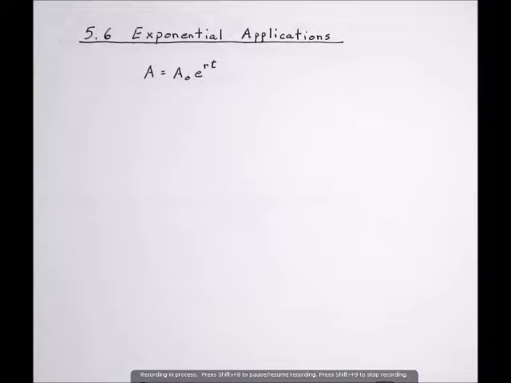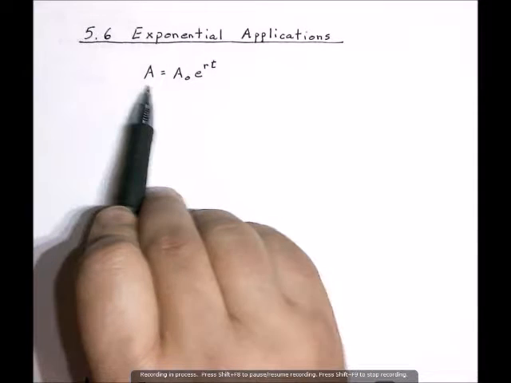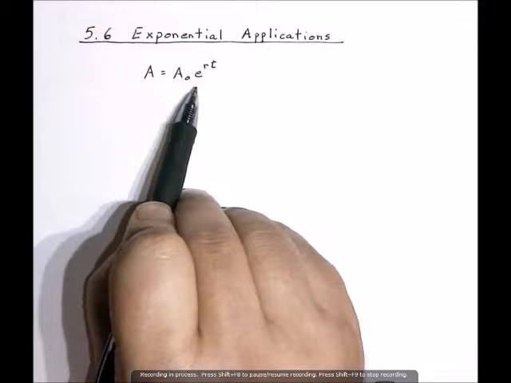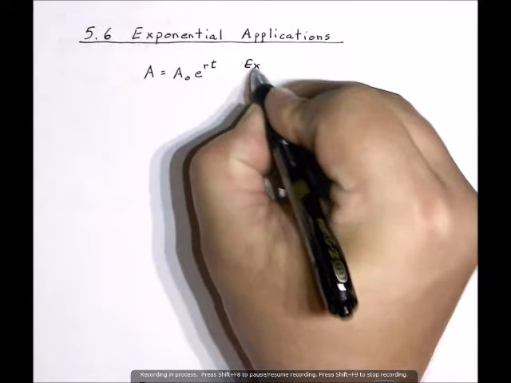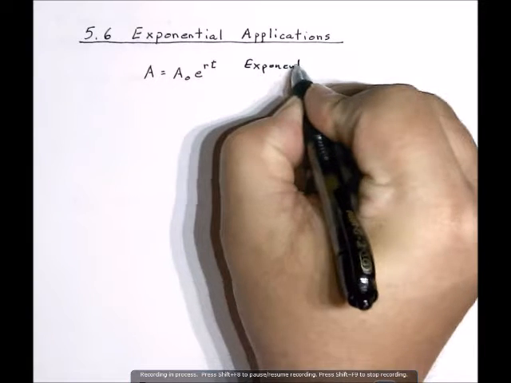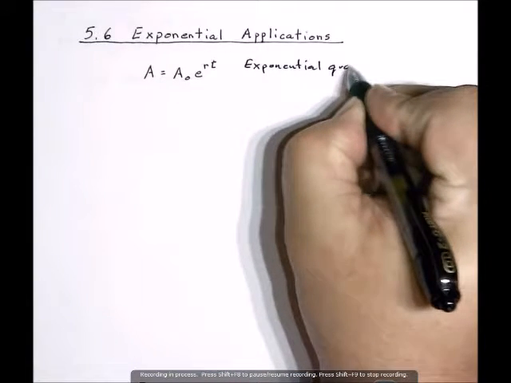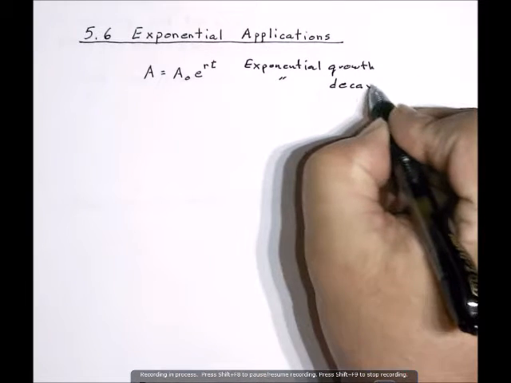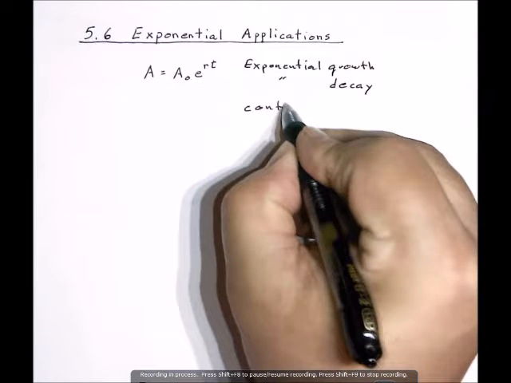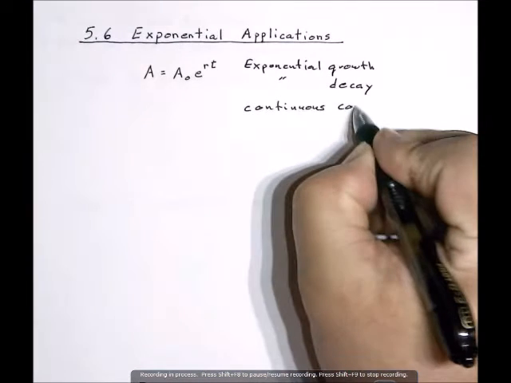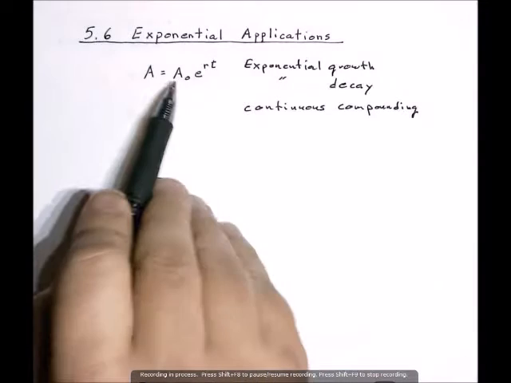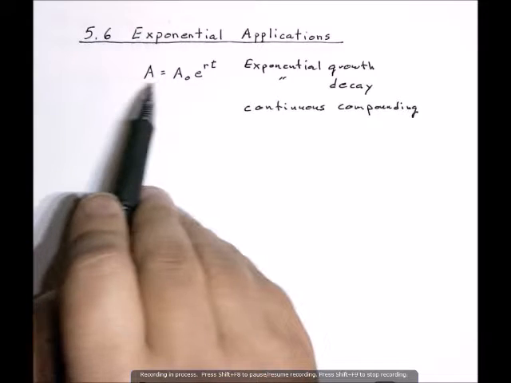Section 5.6 is called Exponential Applications. And in exponential applications, you are going to be using this formula pretty exclusively. This is the exponential growth formula, and it's used for exponential growth, exponential decay, and continuous compounding. And occasionally these letters are going to change on you, but the form of the equation never will.